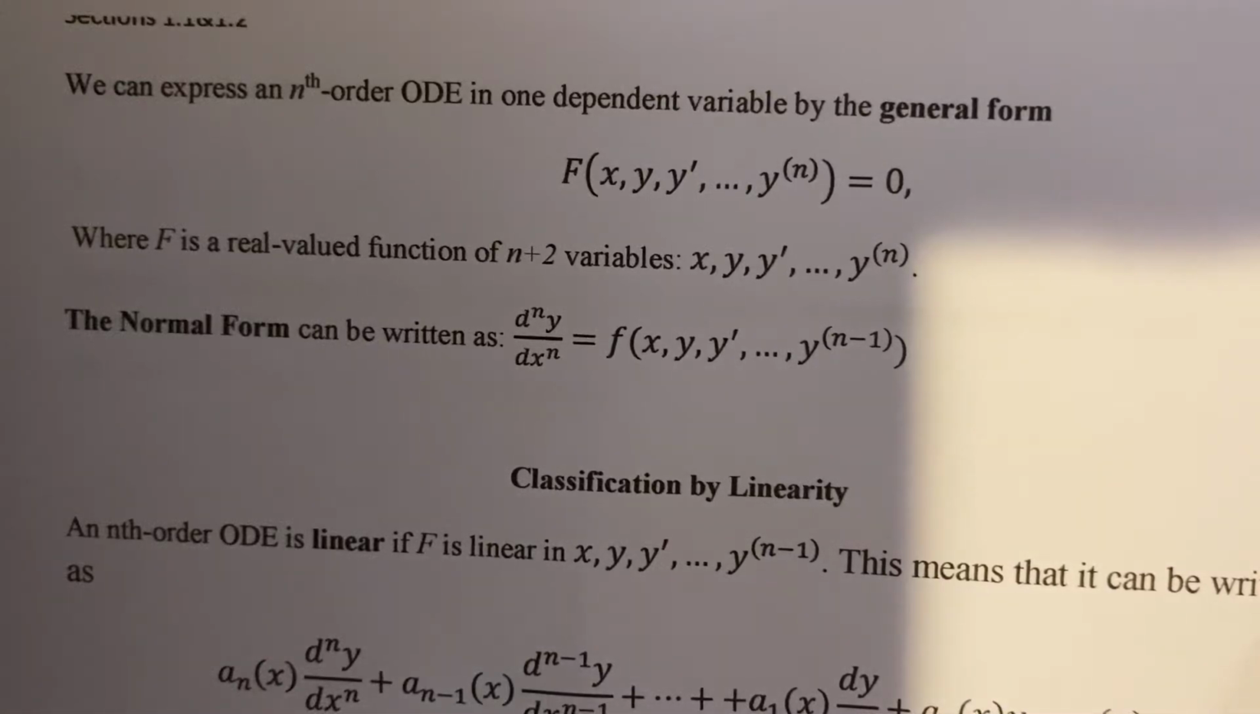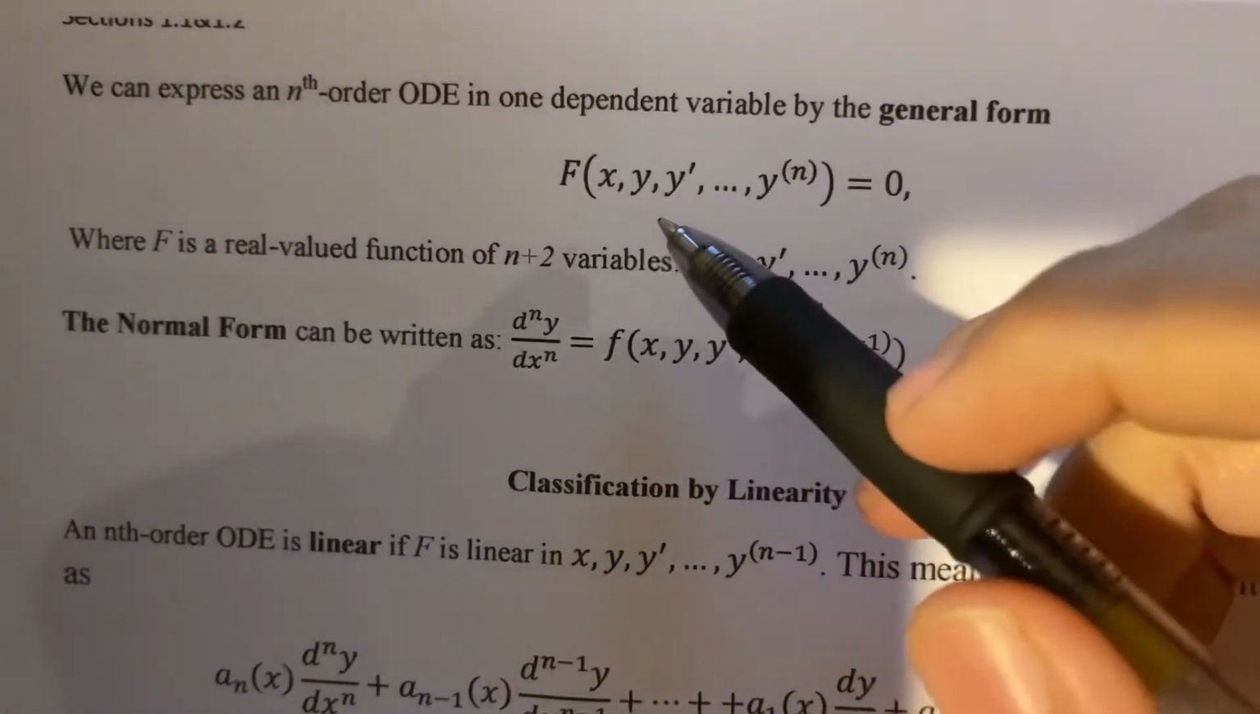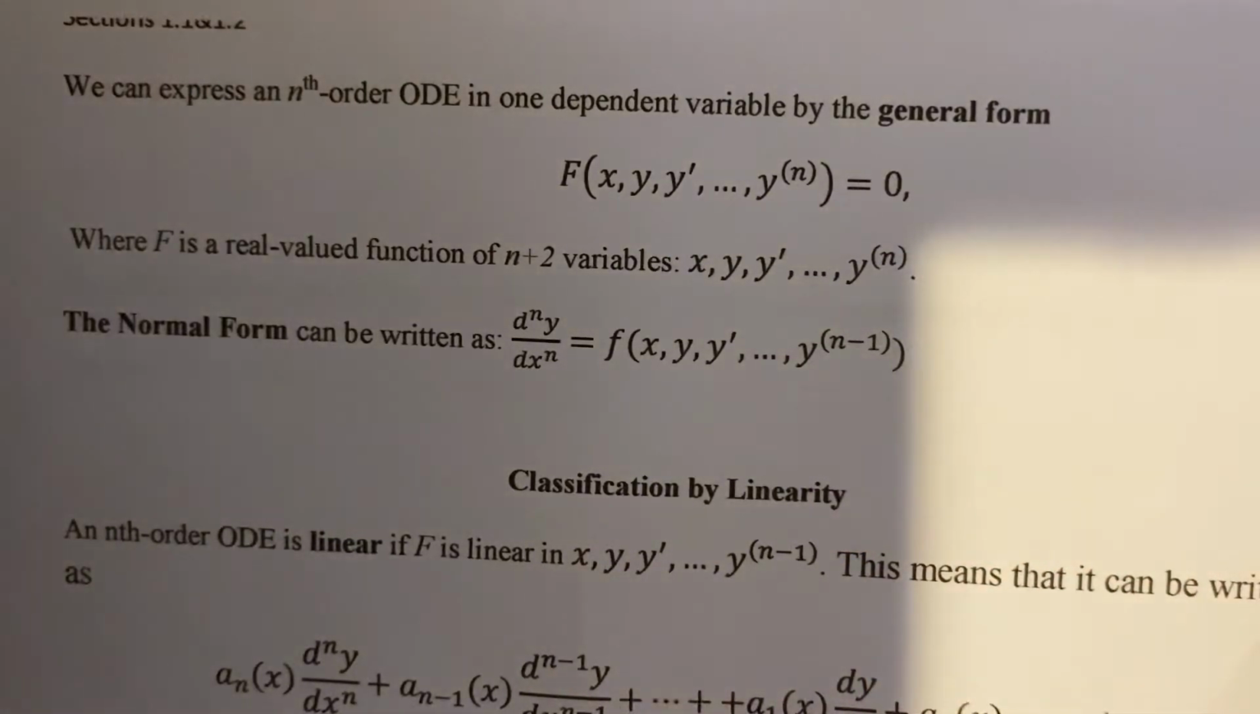Now we're going to page 2 of the first day, really second day, of differential equations. So we can express an nth order ordinary differential equation, one dependent variable, by the general form f of x, y, y prime, all the way up to y to the nth equals 0, where f is a real valued function of n plus 2 variables: x, y, y prime, all the way up to the nth order derivative.